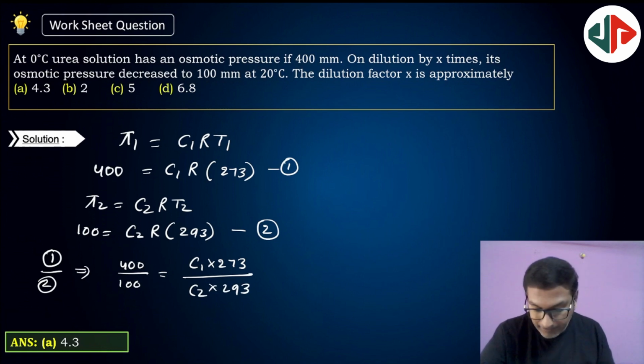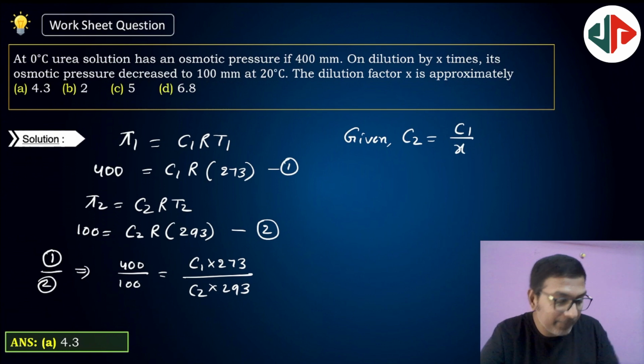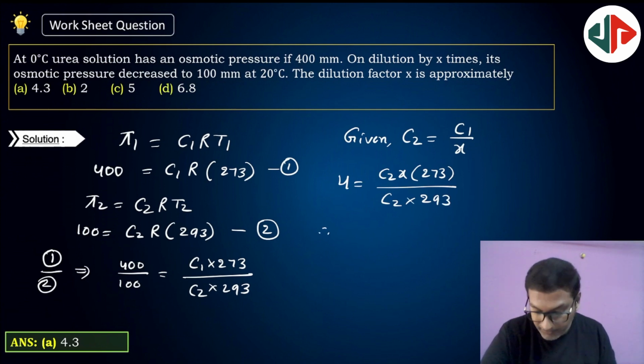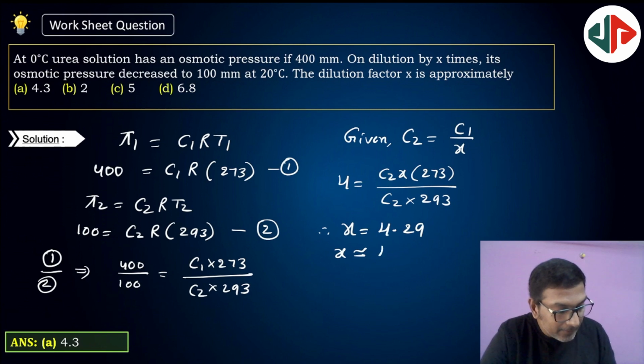Here it is given that on dilution C2 is C1 by X, since with dilution concentration decreases. So from this we have 4 equals, writing C1 as C2 into X, C2 into X into 273 by C2 into 293. Therefore we'll get X value as 4.29, approximately 4.3.